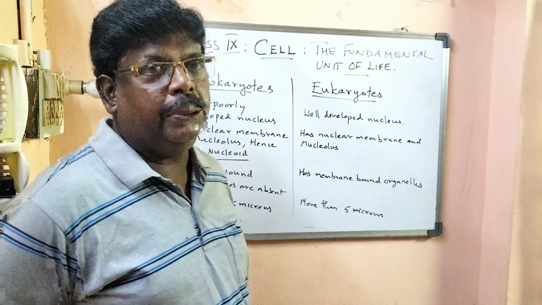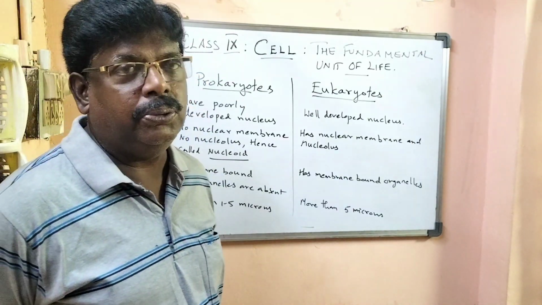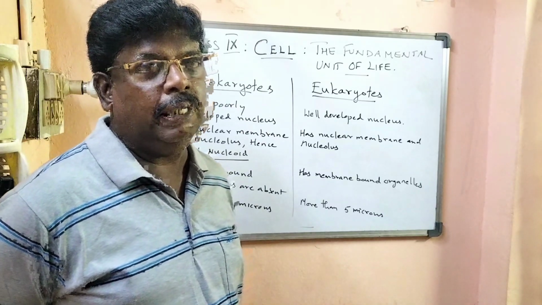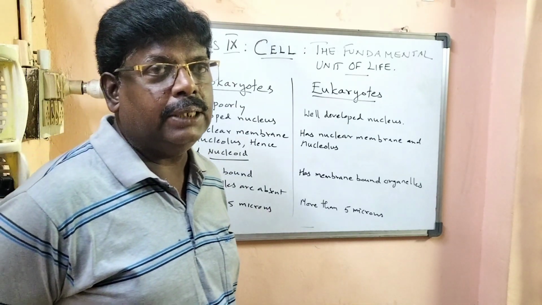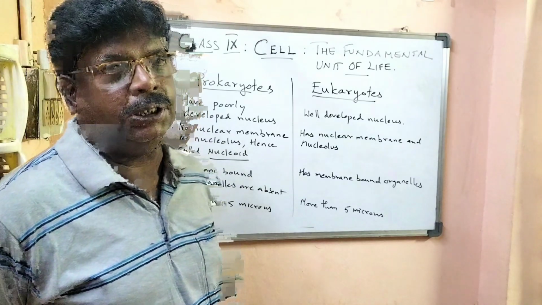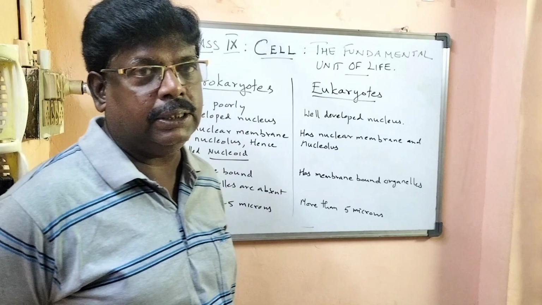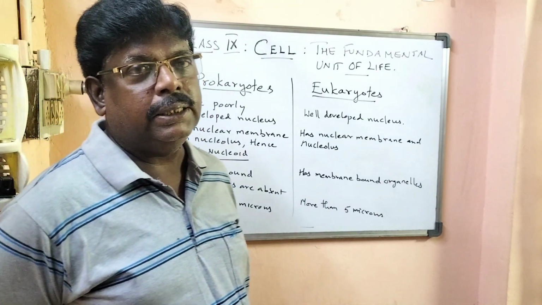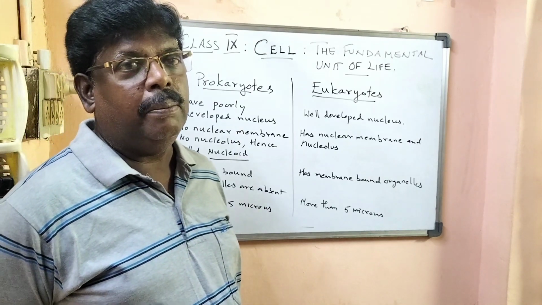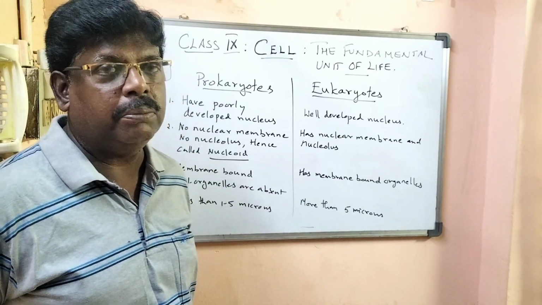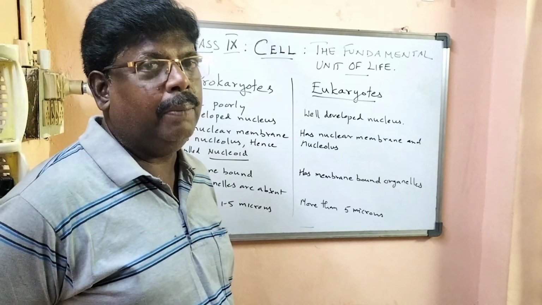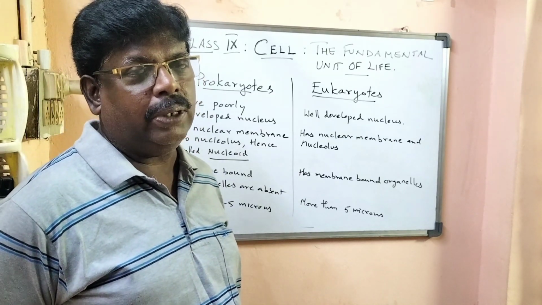Eukaryotes. Eu stands for true. Karyo means nucleus. Organisms that have a true nucleus. True nucleus in the sense it has a nuclear membrane, it has a nucleolus. Both will be present. So it's a well-defined nucleus. And organelles also will be surrounded by a membrane. So it has membrane-bound organelles, and it is more than 5 microns. So these are some important differences between prokaryotes and eukaryotes.